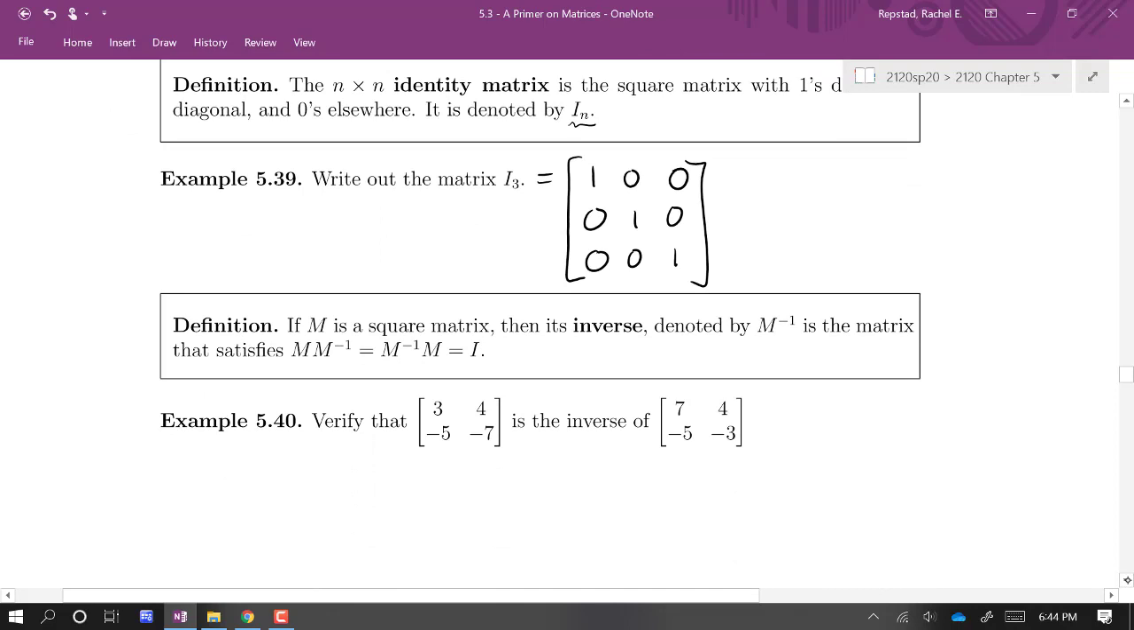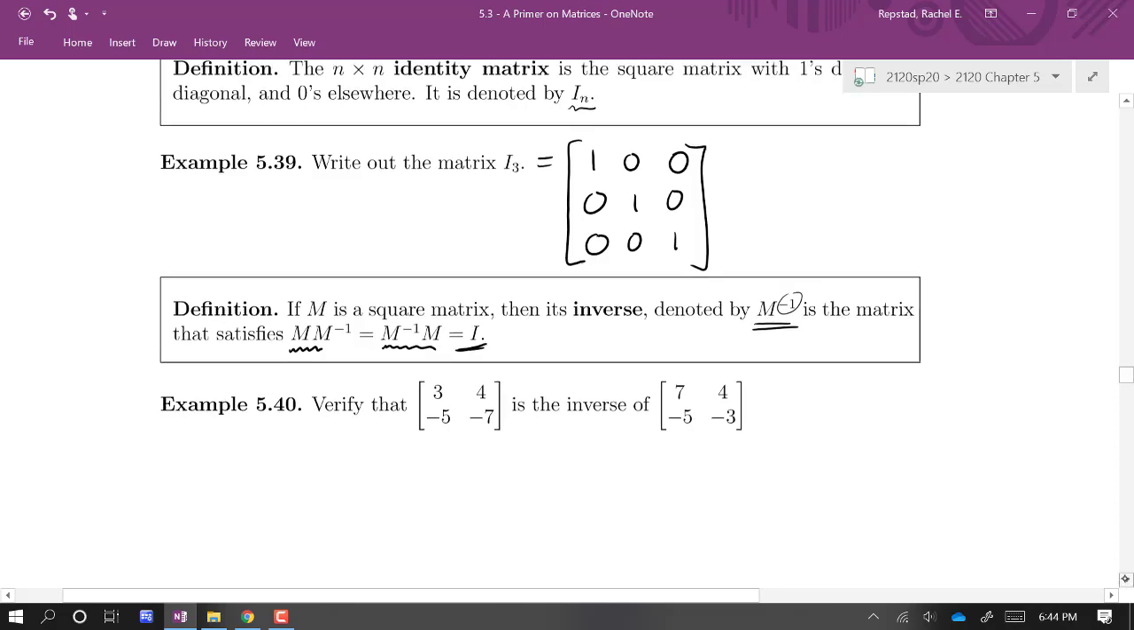So not every matrix has an inverse. In order to have an inverse, it's got to be a square matrix, but still not all square matrices have inverses. If M has an inverse, we denote it with a little superscript -1, so we call that M inverse. And it will have the property that when I multiply M by M inverse, or if I multiply in the other direction, I'm going to get the identity matrix of the appropriate size.